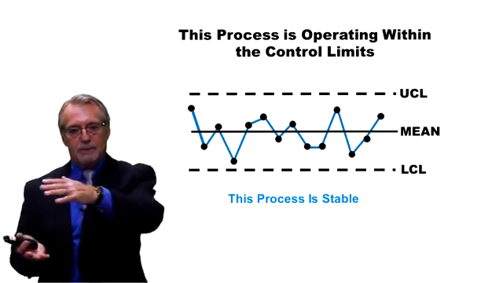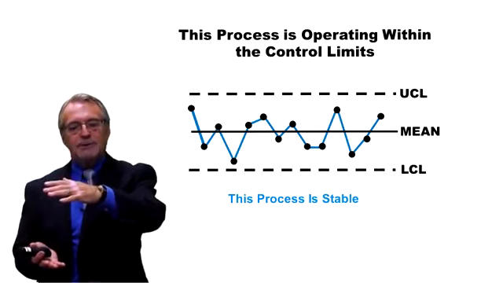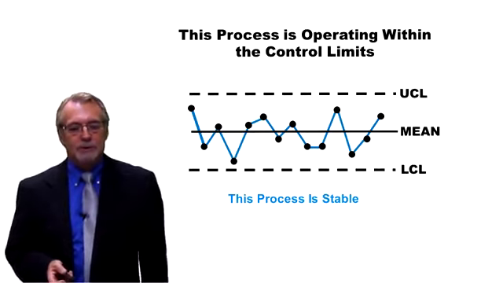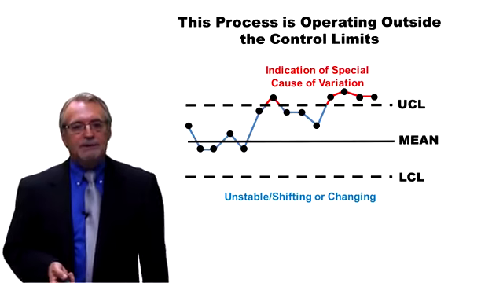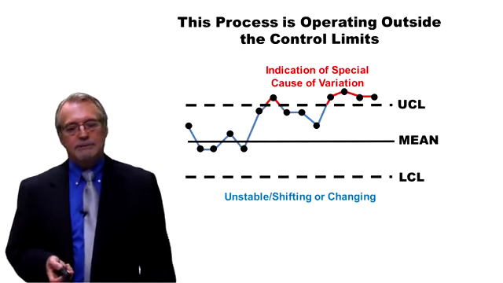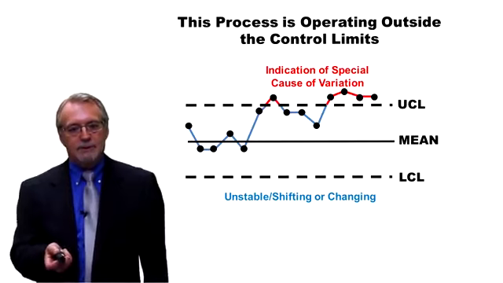This process is working within these limits. Well, those limits aren't good enough. We need to bring them in tighter. Okay, that's a whole process improvement issue, different than special cause of variation. There's a one-time thing happening weird someplace, we go deal with that one special thing. Common cause of variation and special cause of variation.